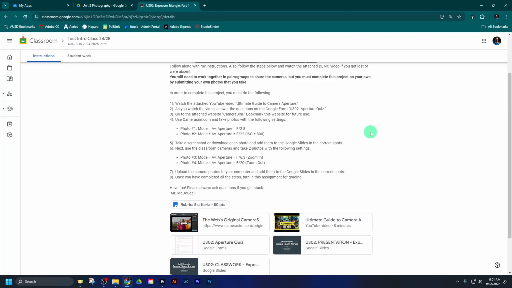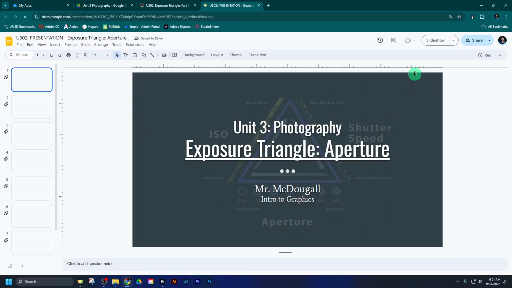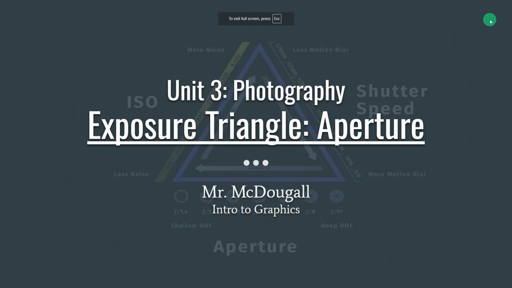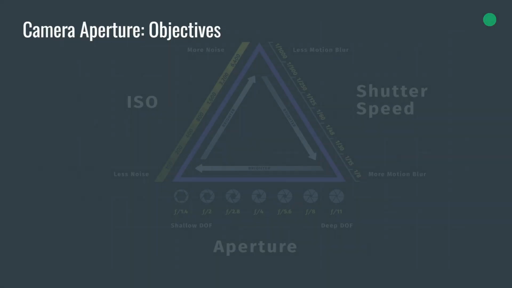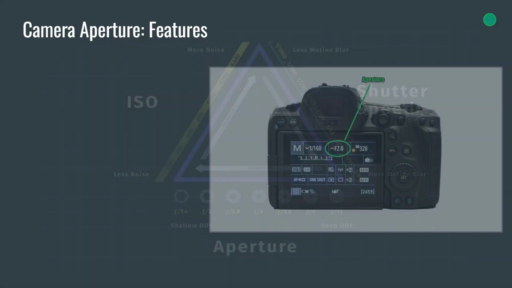Once you have completed that part, then we can go into a quick little explanation of it, and then you're going to start doing your own camera practice on the one that says classwork slides. You'll see I have this one that says presentation, which is a quick little recap of everything you just watched in that video. So as you can see right here, we're going to talk about camera aperture objectives. So what it does is it not only controls the exposure, but it controls something else, and that's what all three legs of the triangle do. So let's talk about it a little bit.